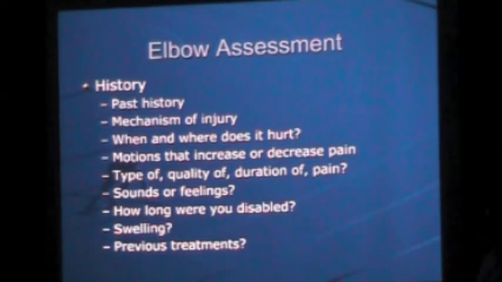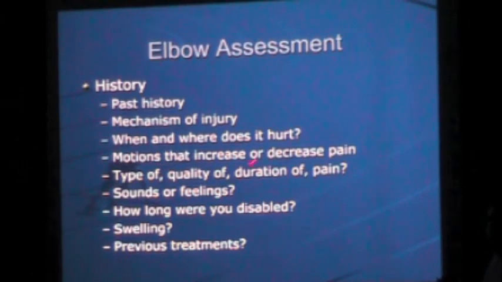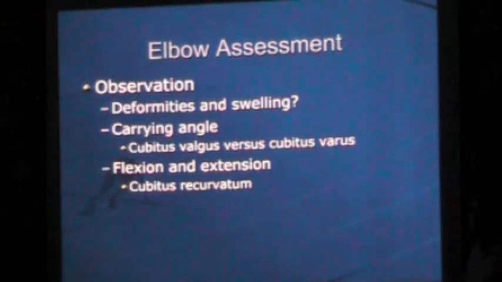Once again, when it comes to assessments, look at the history, past history, mechanism of injury, when and where it hurts, motions that increase or decrease pain. Does it hurt to rotate a doorknob? Does it hurt when you do your backhand in tennis? Type or quality of pain. Do you feel any numbness and tingling in your fingers when you have any of these symptoms? How long have you been disabled? How long has it been going on? Swelling, previous treatments. Do you have any clicking or popping in the elbow?